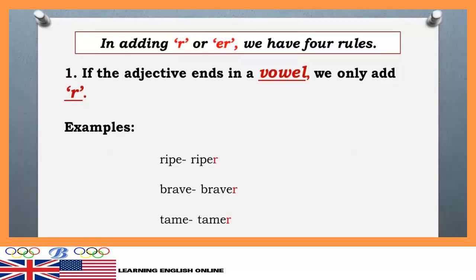Number 1, if the adjective ends in a vowel, we only add R. Examples: ripe, riper; brave, braver; tame, tamer. The words ripe, brave, and tame end in the vowel E, so what we need to do is only add R to change it into comparative form.